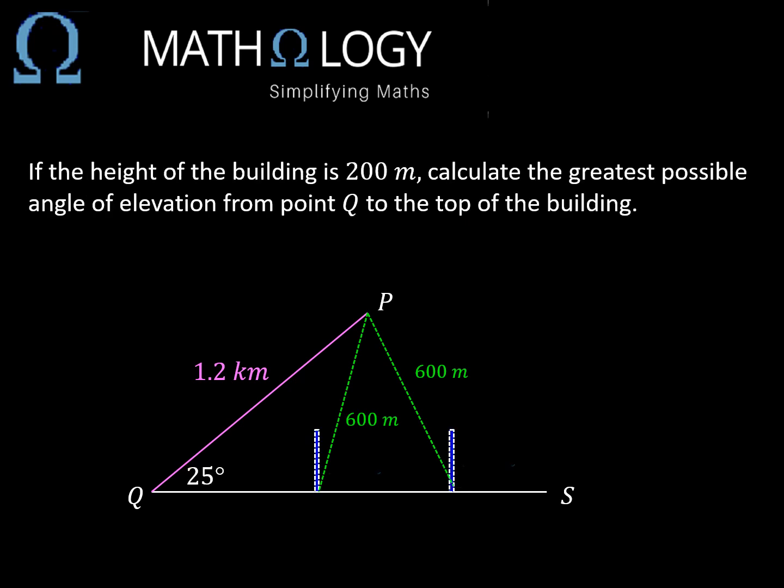If the height of the building is 200 meters, calculate the greatest possible angle of elevation from point Q to the top of the building.